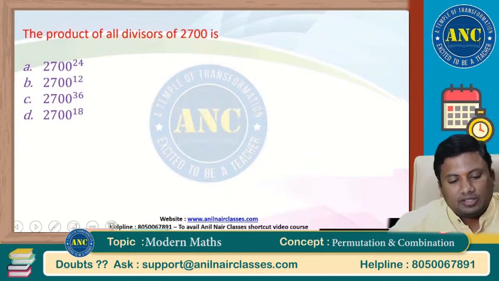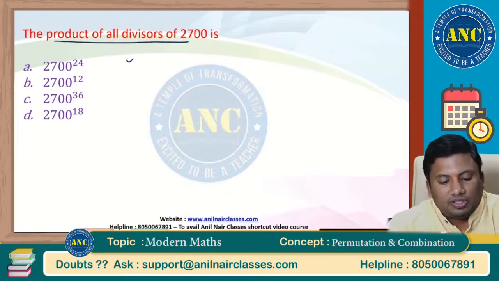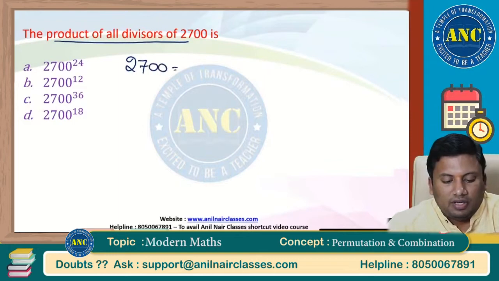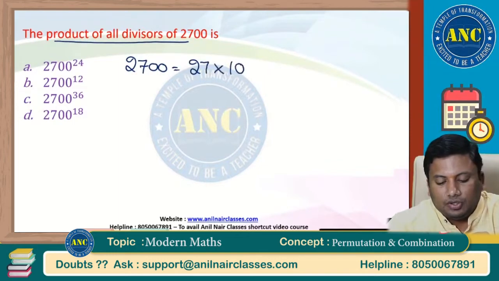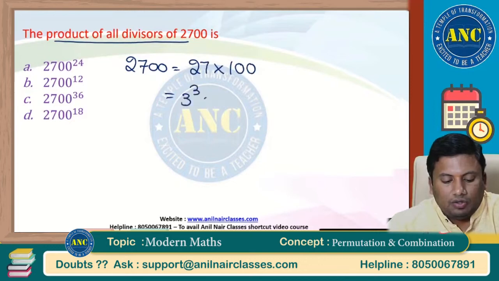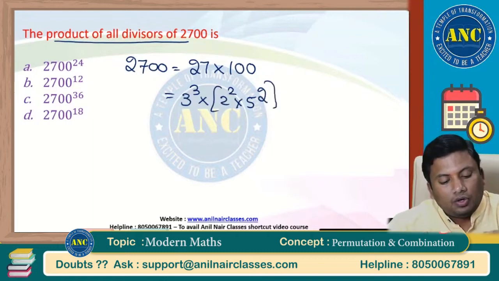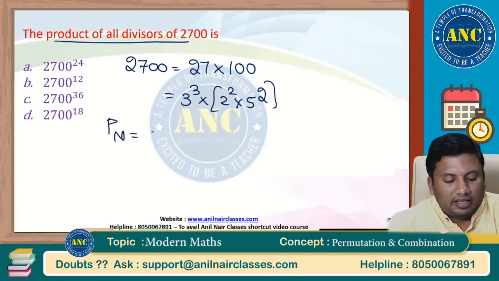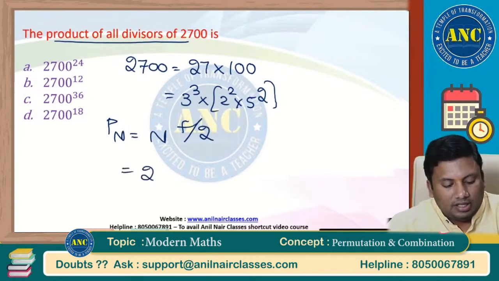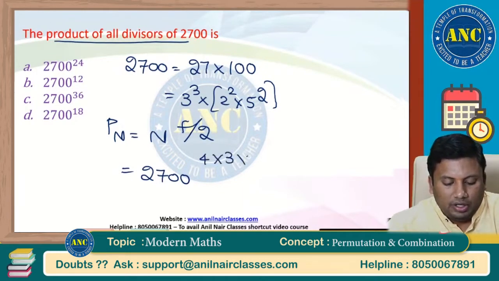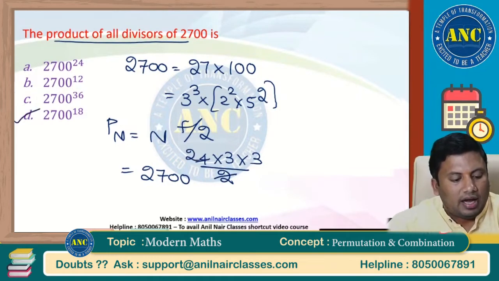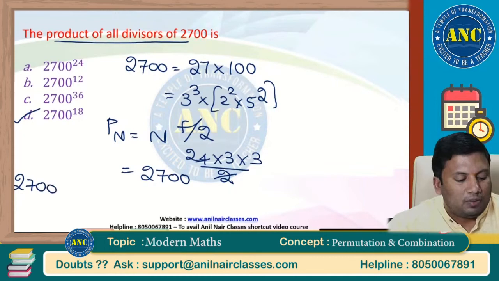Product of the factors for 2700. 2700 is nothing but 27 into 100. 27 is 3 cube. 100 is 2 square into 5 square. Totally, what is the product of the factors? The concept is number power number of factors by 2. The number is 2700. The number of factors will be 4 into 3 into 3 divided by 2. So 9 2s are 18. The answer is 2700 power 18.